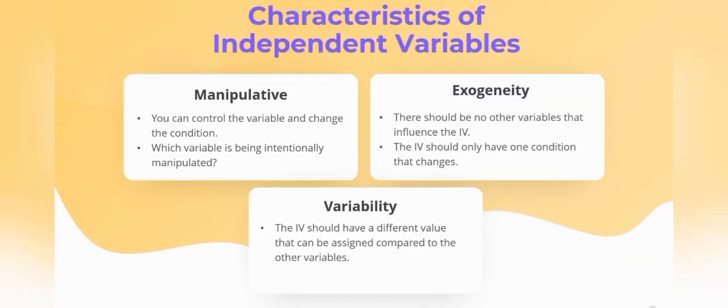So these are the characteristics of the independent variable. The independent variable, also known as IV, should be manipulative, which just means that you can control the variable and change the condition of it based on what your research method or your scientific study is about. So you can ask the question of what variable is being intentionally manipulated to identify that IV. It should be exogenous, which just means that there should be no other variables that influence that independent variable. So your X shouldn't be dependent on anything that's on the Y. There should only be one condition that changes, and that's it.